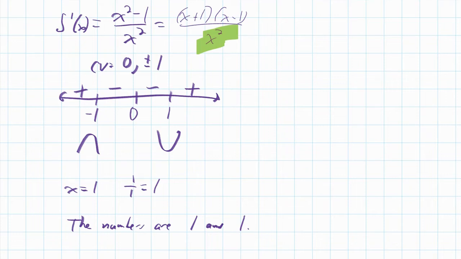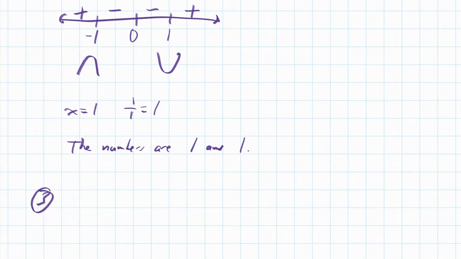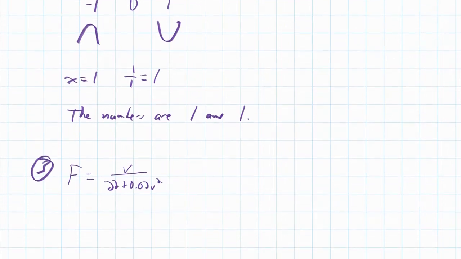So let's continue. Number 3, on a given day, the flow rate of a congested road is F equals V over 22 plus 0.02 V squared, where V is the speed of the traffic in miles per hour.